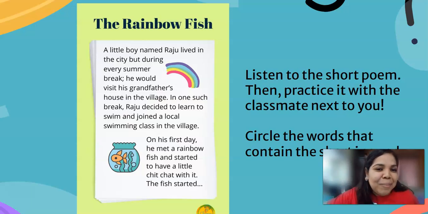Let's listen again. The Rainbow Fish. A little boy named Raju lived in the city, but during every summer break, he would visit his grandfather's house in the village. In one such break, Raju decided to learn to swim and join a local swimming class in the village. On his first day, he met a rainbow fish and started to have a little chit-chat with it. The fish started too, and then you can choose the ending of the poem.